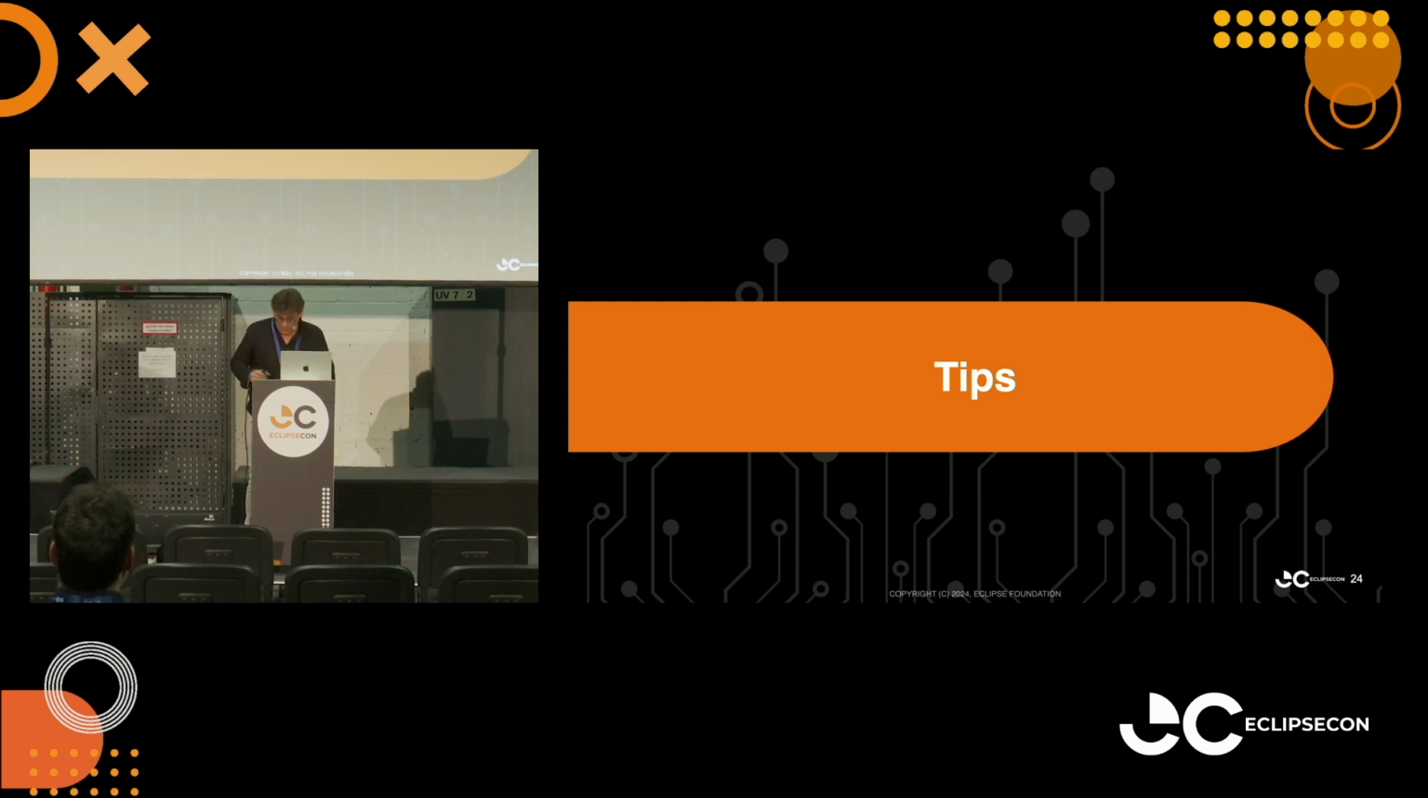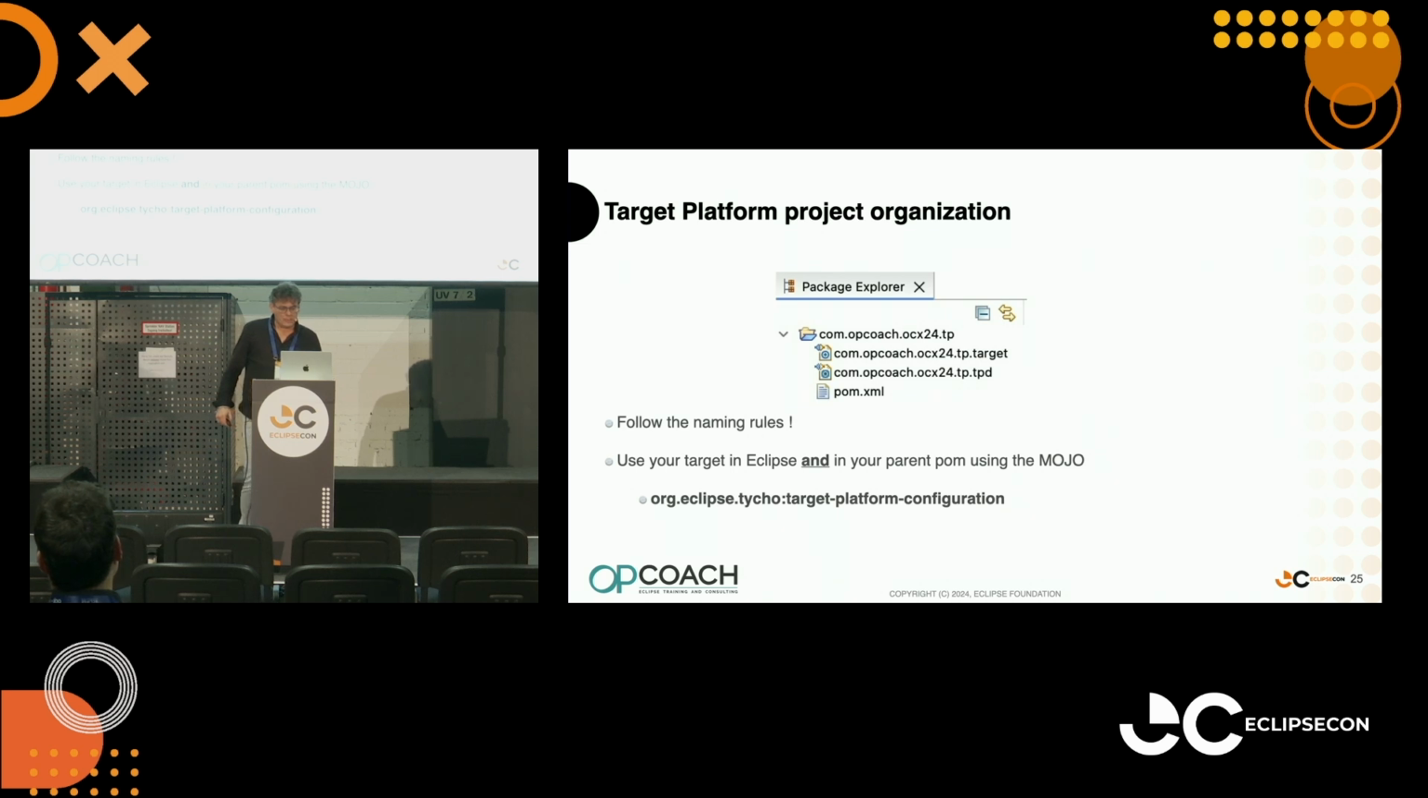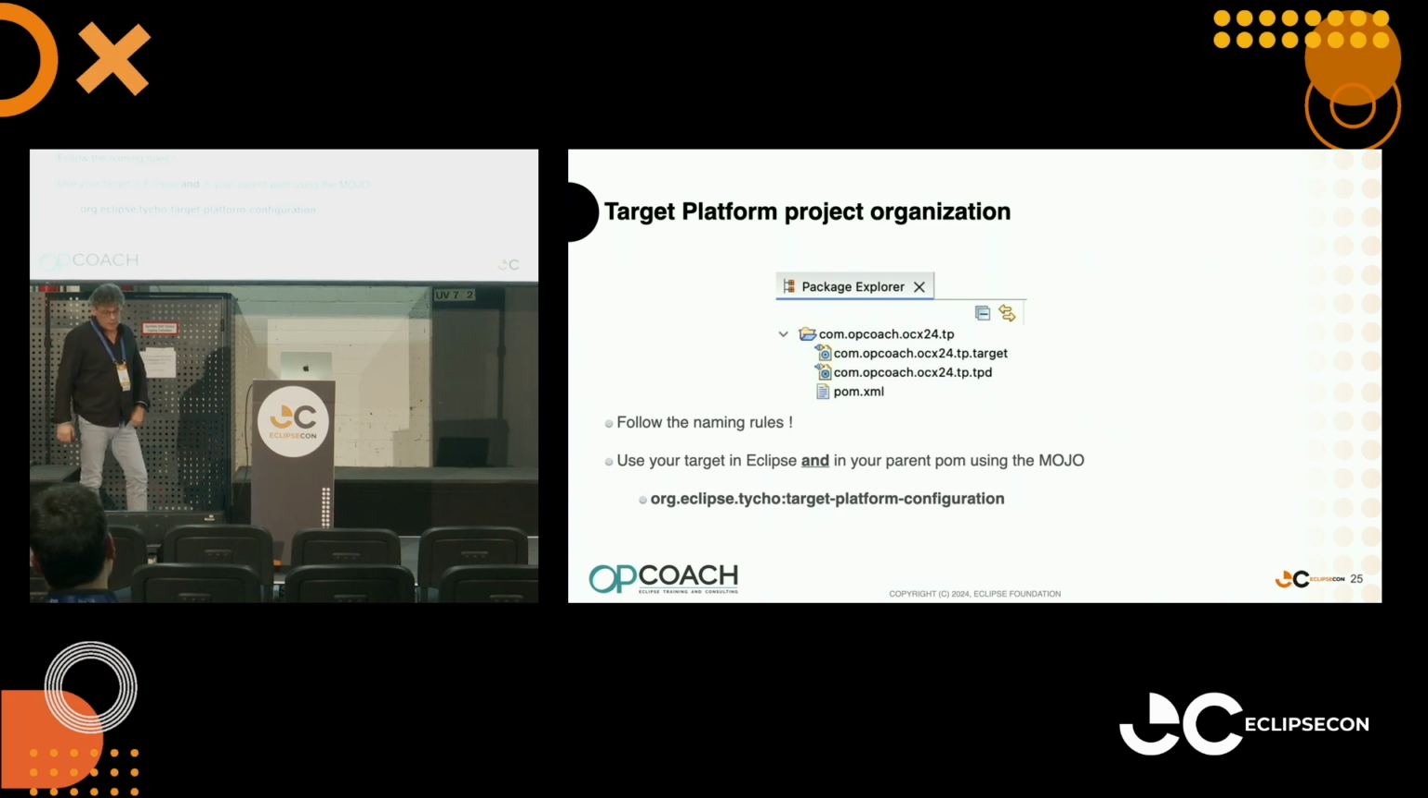So what about the tips? For the target platform, I guess most of you know that you have to create a specific project with naming rules that must be followed. If you name your project like this, the TPD file, if you use this editor, should be named like this, with the name of the project .tpd, that will generate the target. Why use these names? Because the target platform configuration in Tycho will automatically compute the names of the files, and you don't need to configure it by hand.